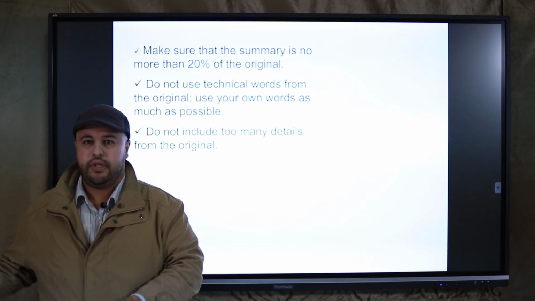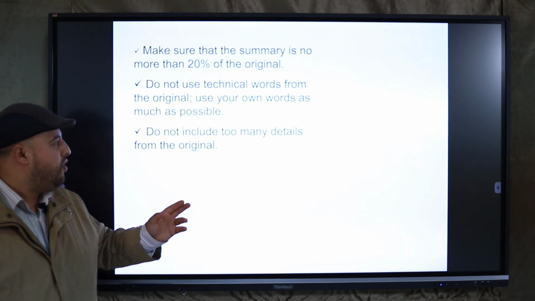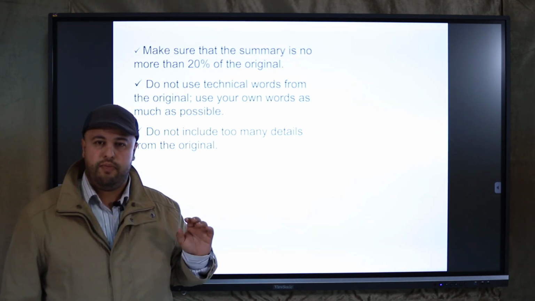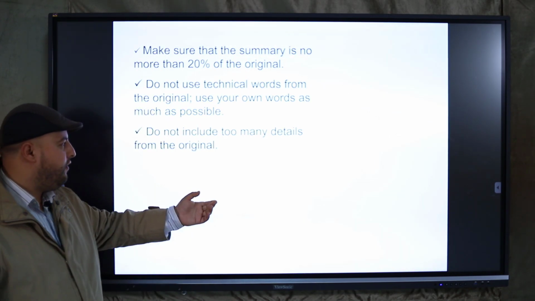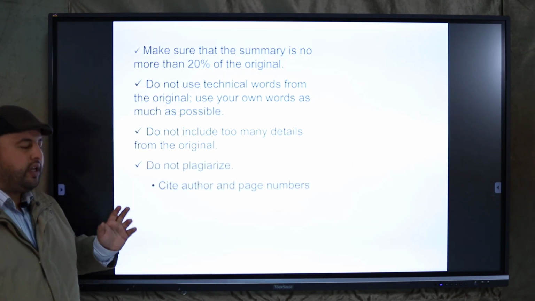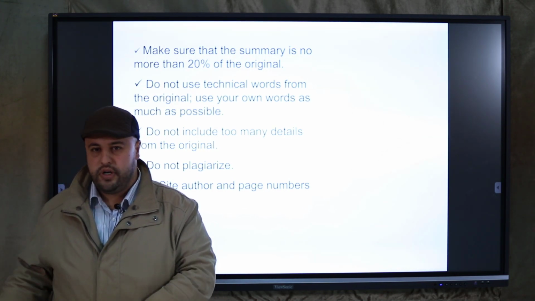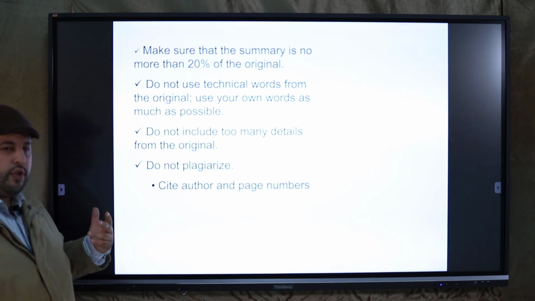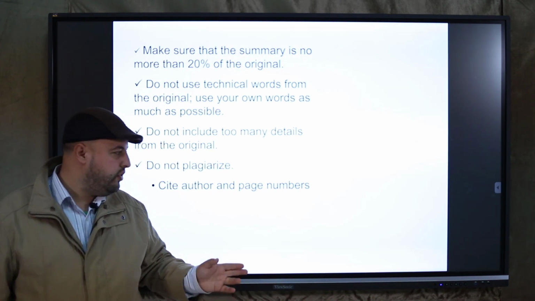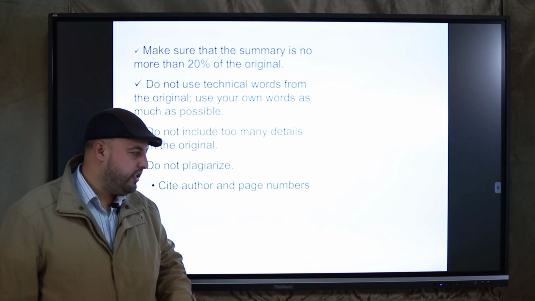Since we are dealing with summaries, and a summary is a condensed, shortened version of the text, you have to include only the most significant, important details from the original. Please do not use similar, same, or identical words used by the author. Of course, to avoid academic theft, you have to use the author's name and the page number of the text.